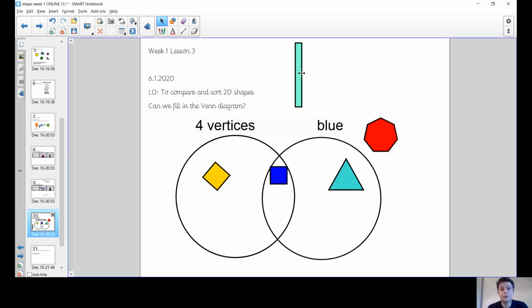This blue rectangle here, just like the square, goes in the middle of the 2 circles where they overlap, because it's blue and it has 4 vertices. Both things are true, so it goes in the middle in that overlap.